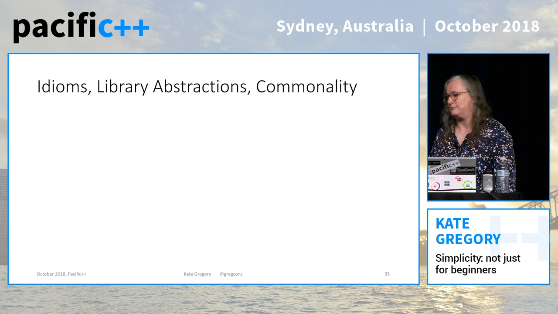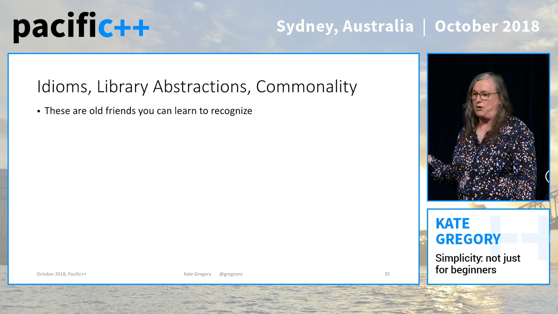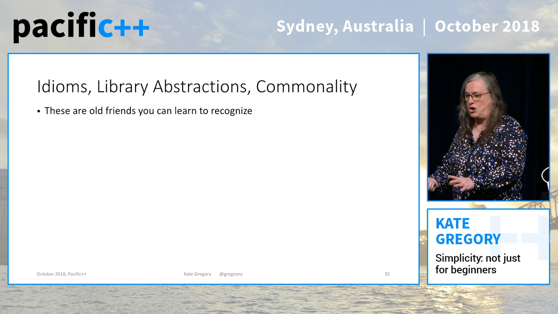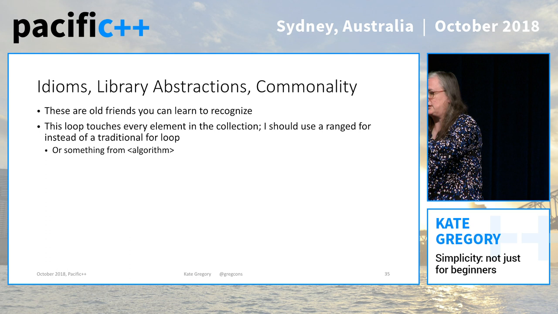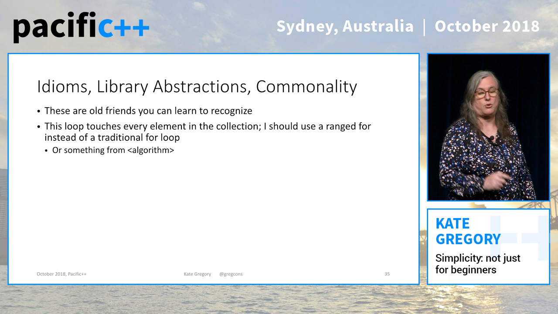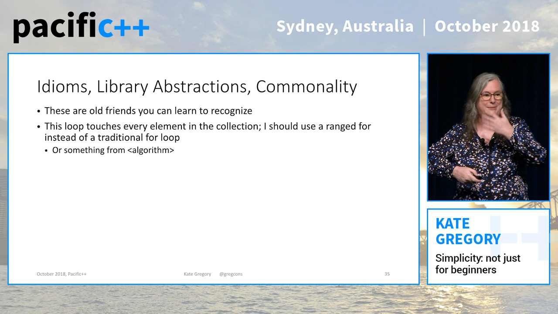But that brings me to the next problem. Who knows what we all know? You'd be able to recognize things in messy code, see an old friend, and pull it out and use it. Oh, that should be a range-for. That's a neat skill. This loop starts at 0, goes to size. That's every element in the collection. I need a range-for here. Or better still, maybe an algorithm already did whatever it is I'm trying to do in this loop. Am I counting things, right? Am I totaling things? What am I doing? Maybe I just need something from algorithm.